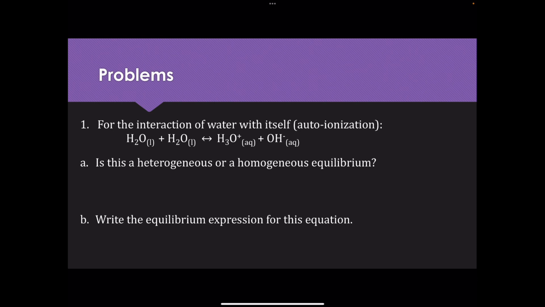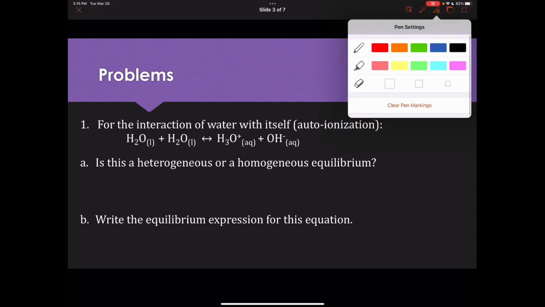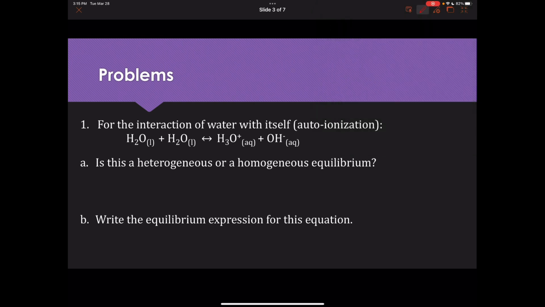So we can write the interaction of water with itself, which we're going to call the autoionization of water, in which we have a water molecule interacting with a water molecule to produce hydronium and hydroxide. Now, going back to some equilibrium review, remember we can describe our equilibria as being either heterogeneous or homogeneous, and that depends on our phases. This particular equilibrium is going to be heterogeneous. We have different phases. We've got liquid in the reactants, we've got aqueous in the products.